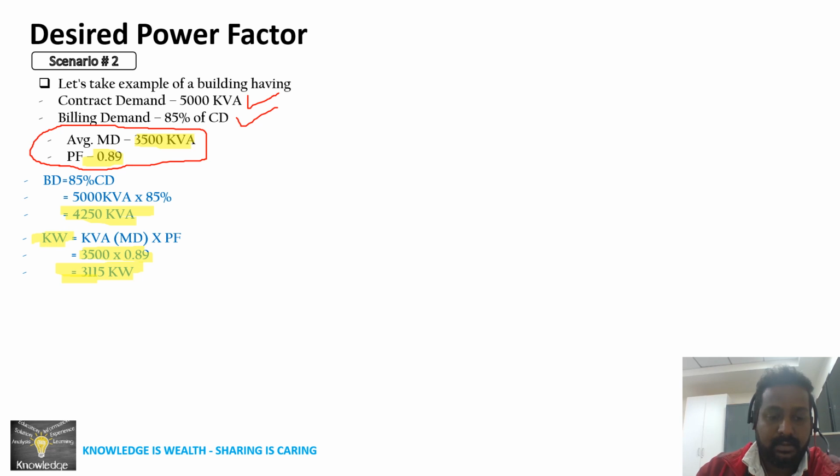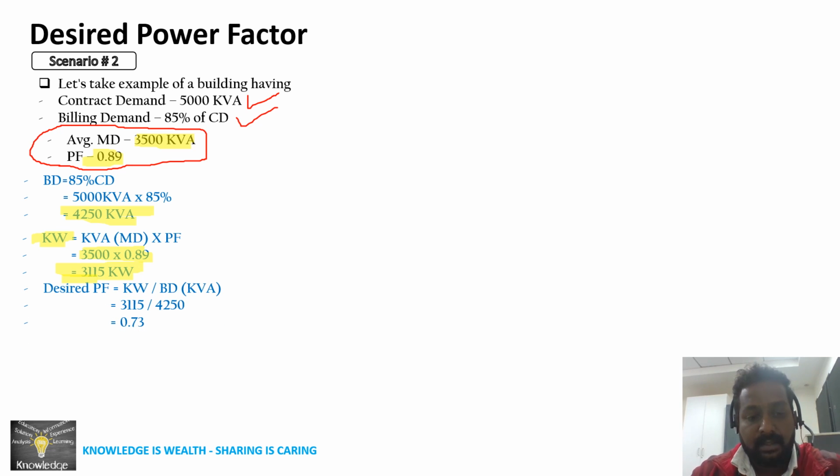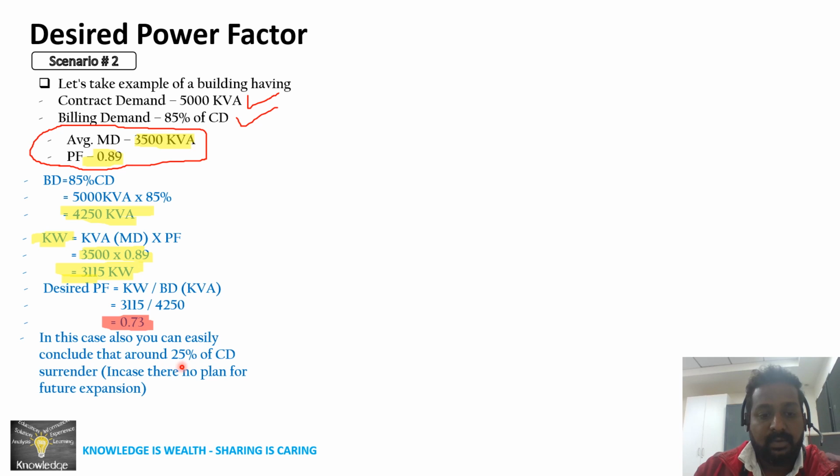Okay, so next go to the interesting part, the desired power factor. Desired power factor is equal to kilowatt by kVA, so that is billing demand. So 3115 kilowatt divided by 4250 billing demand kVA is equal to 0.73 desired power factor. In this calculation also we can easily conclude that around 25% of contract demand can be surrendered back if future expansion is not planned or not feasible.